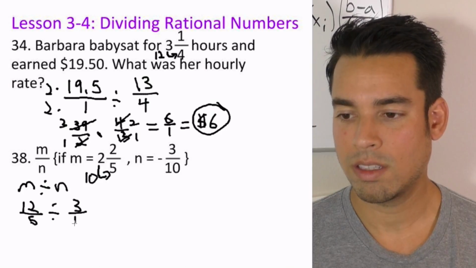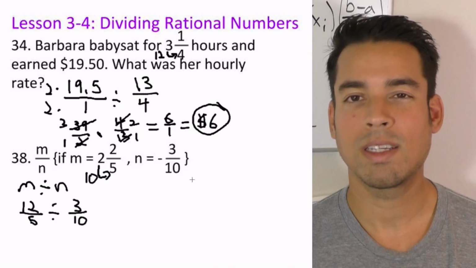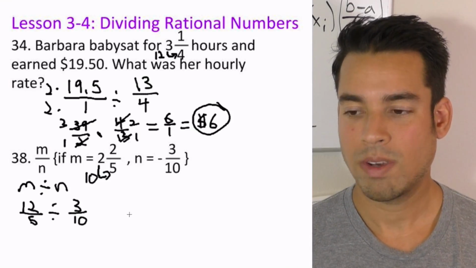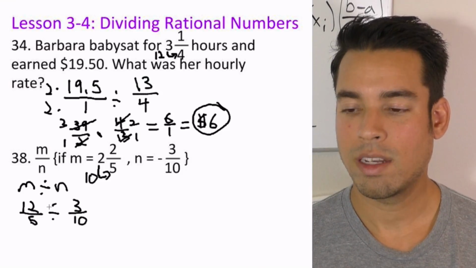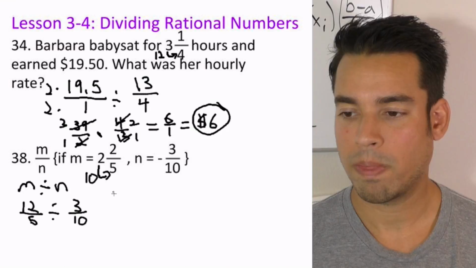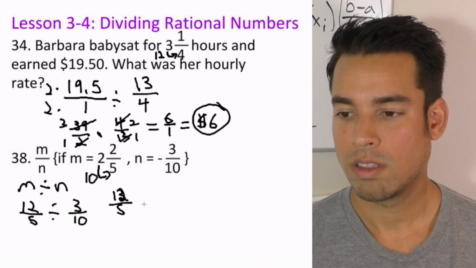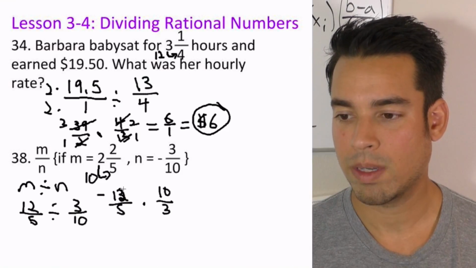Now I don't care about the negative because we know this is going to be negative. We got one negative in the mix, an odd number of negatives in the mix. It's going to contaminate everything. So this final answer is going to be negative. We'll worry about that at the end. Now let's go ahead and convert this to a multiplication problem. 12/5 times 10 over 3. All negative. I'll keep the negative there to remind myself.